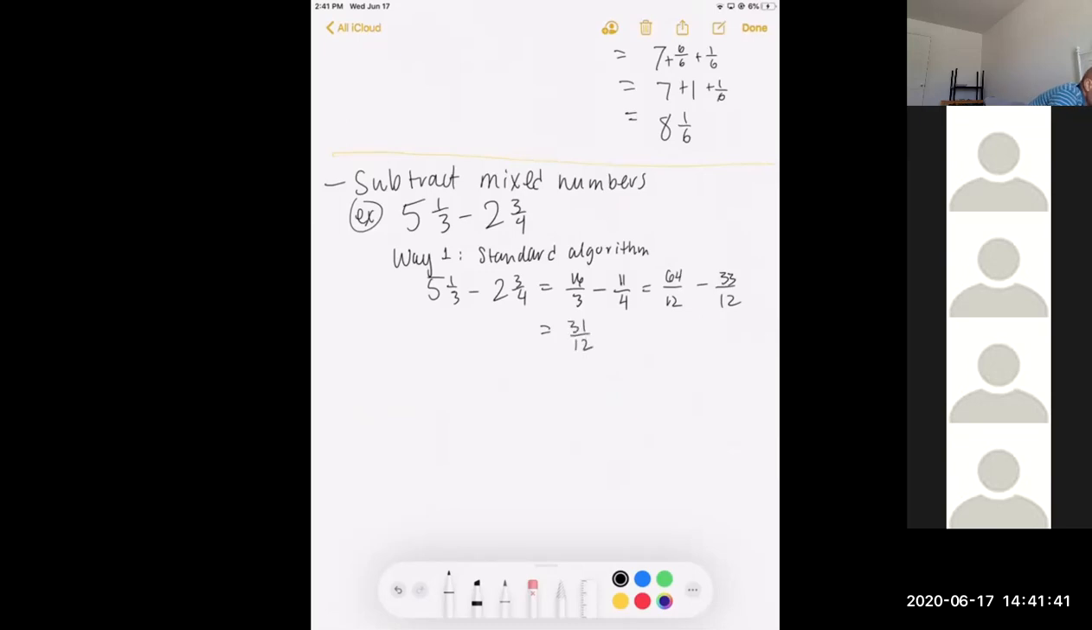over 12. If you want to make that a mixed number, 12 times 3 is 36. No, that's too big. 12 times 2 is 24. And the difference between 24 and 31 is 7, so 2 and 7/12. So that's the standard algorithm way.